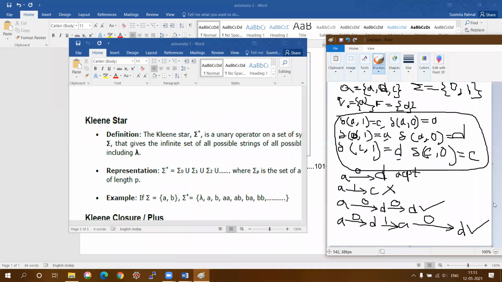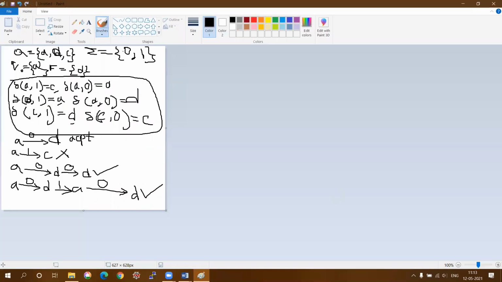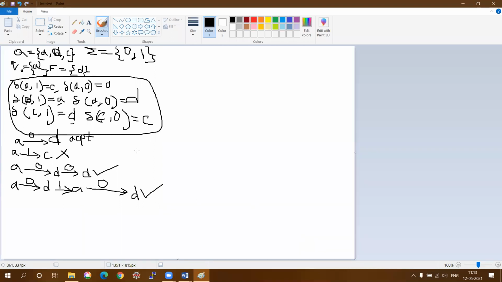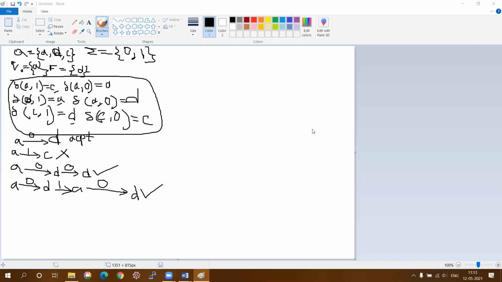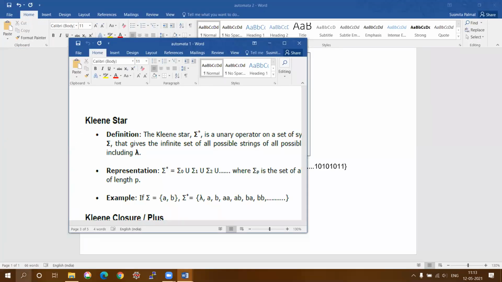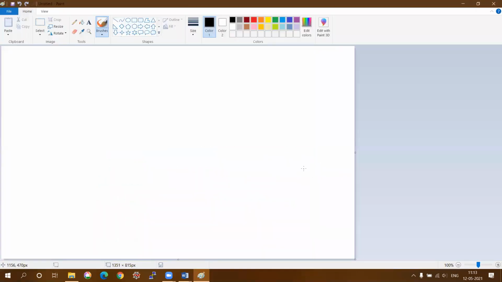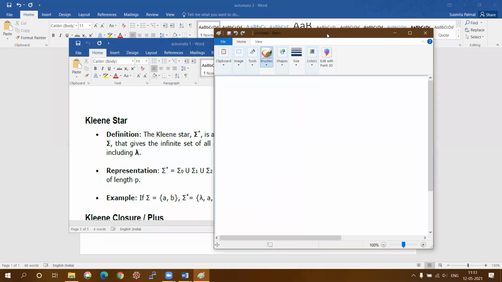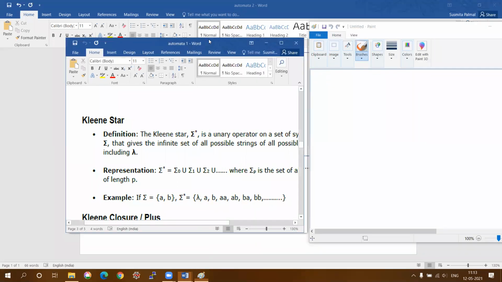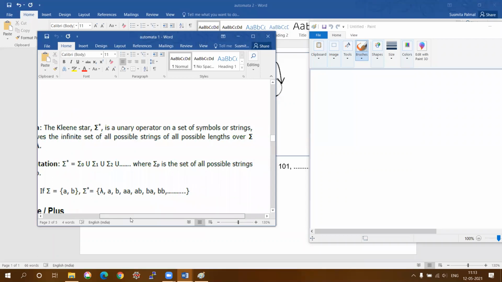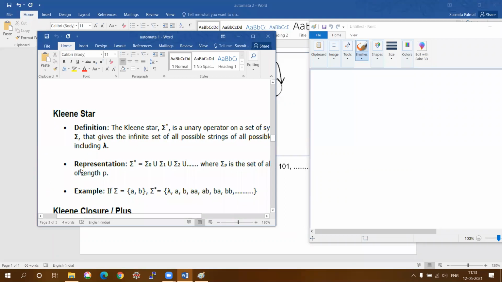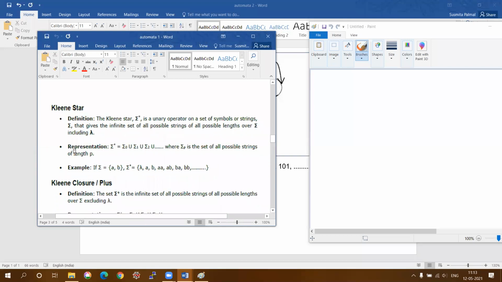Let's open the page. Yeah, let me reflect this one. Kleene star. Okay, in the definition, it is saying the Kleene star, that is sigma.